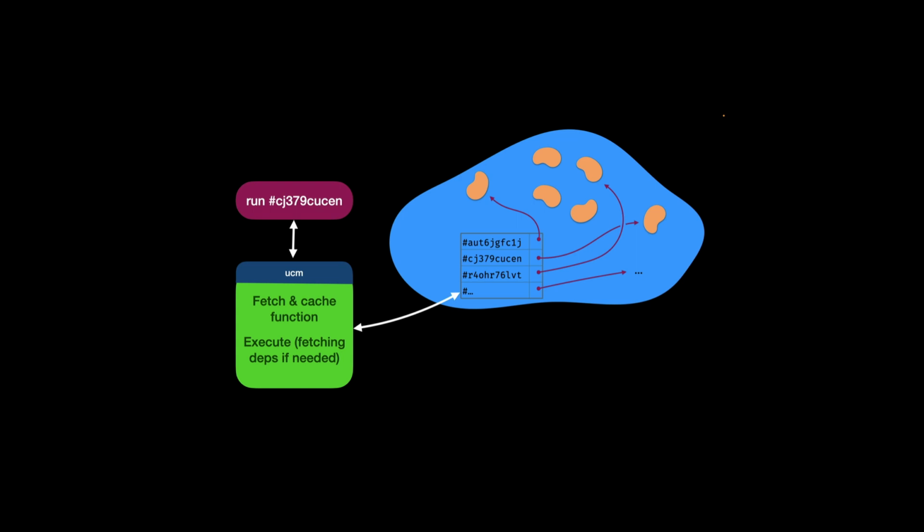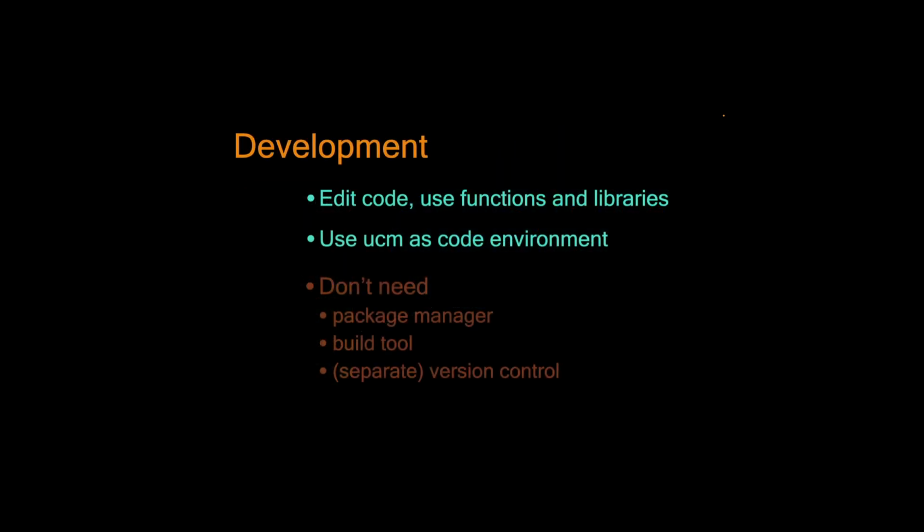So what does this mean to us? Well, during development, we are going to be editing our code and we're going to be using other people's functions and libraries, and we're going to be using UCM as our coding environment. The source code that we create is ephemeral. The only thing that gets stored is the ASTs and the names that get stored into the repository. That's a bit scary, but it has some really big upsides. In particular, we don't need a package manager, we don't need a build tool, and we don't need separate version control, because it's all provided as part of the language.